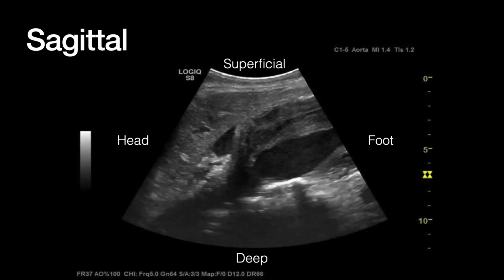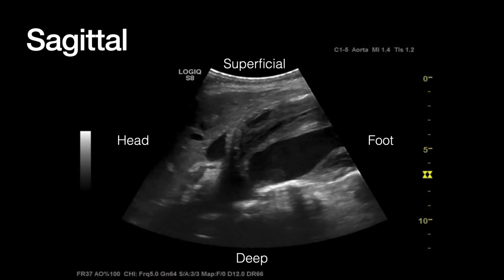So this image of a patient with a AAA is performed in the sagittal orientation. So everything towards the top of the screen is going to be superficial. Everything towards the bottom of the screen is going to be deep. And that which is displayed towards the left, towards that probe indicator marker, is going to be towards the patient's head. And that which is displayed on the right is going to be towards the patient's foot.